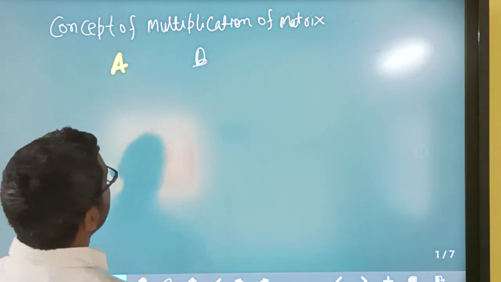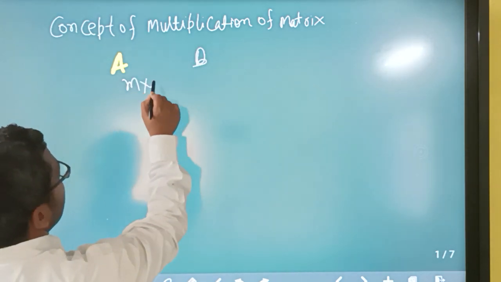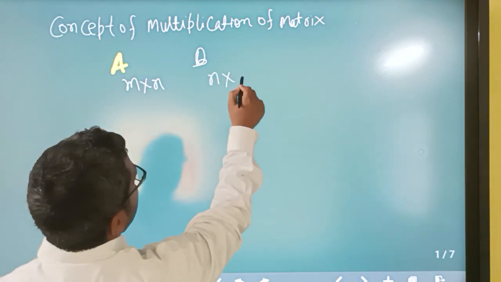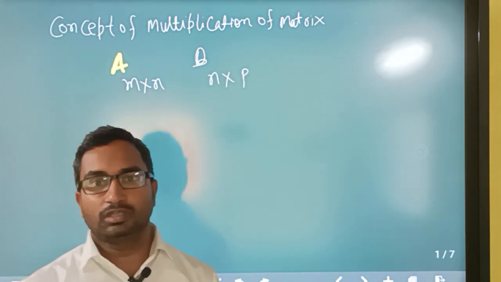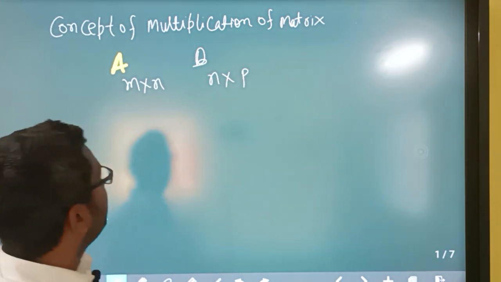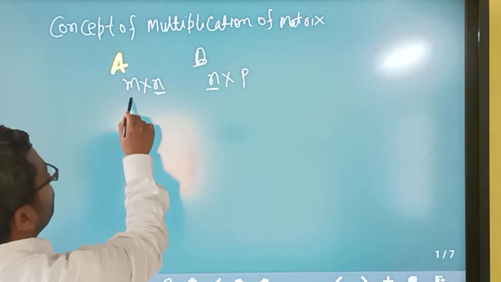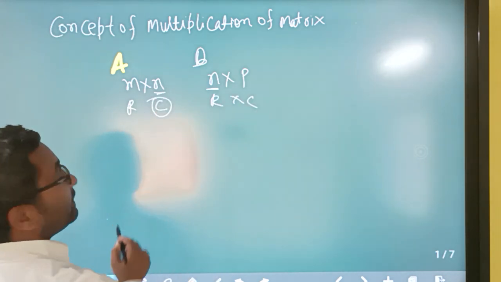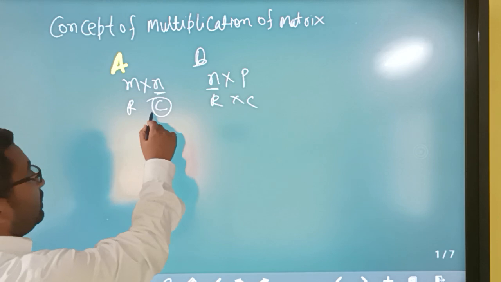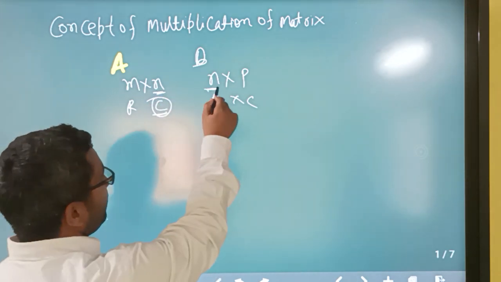and B, there are two different matrices, of order M cross N and N cross P. There are two different orders, but matrix A and matrix B each have rows and columns. The first matrix A has column N, and matrix B has row N.